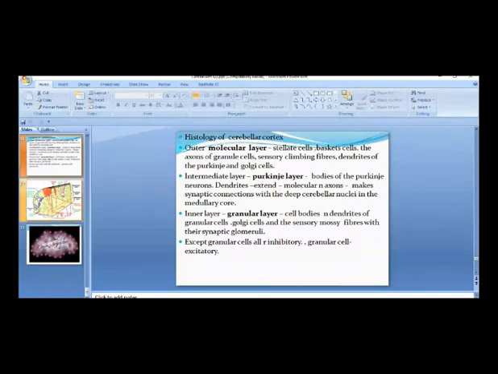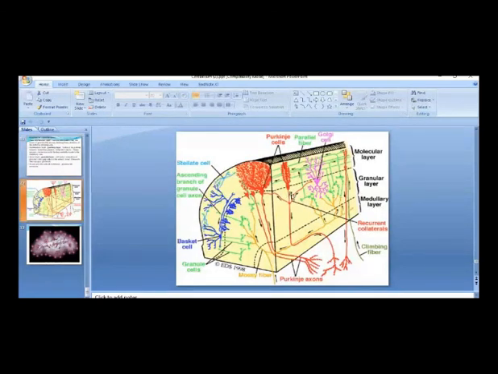The body of the Purkinje neuron has dendrites that extend to the molecular layer, and its axons make synaptic connections with the deep cerebellar nuclei in the middle core. Just see this picture. This dendrite will go to the molecular layer and make synaptic connections, whereas its axon goes downward to the deep nuclei. So what you have to remember: the Purkinje neuron bodies lie over here, and their axons go towards the deep nuclei, whereas their dendrites synapse in the molecular layer.